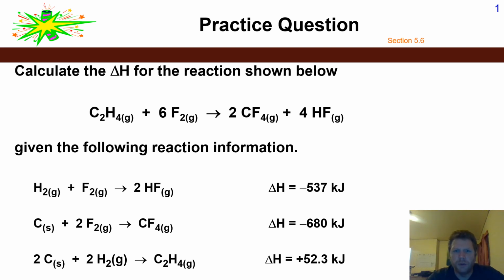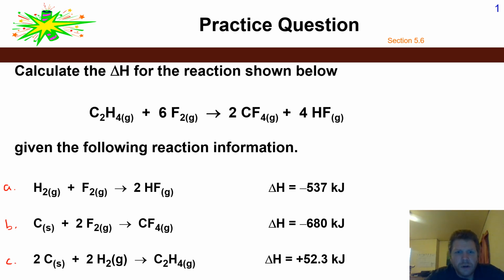So now I'm going to work through a pair of practice problems. This first one is calculating the delta H for the reaction shown below. We've got C2H4 plus 6F2 yields 2CF4 plus 4HF. We have a total of four different partial reactions. I'm going to label them A, B, and C.